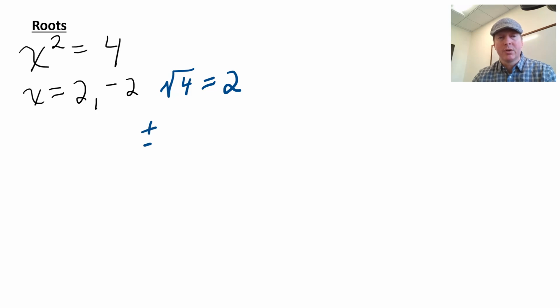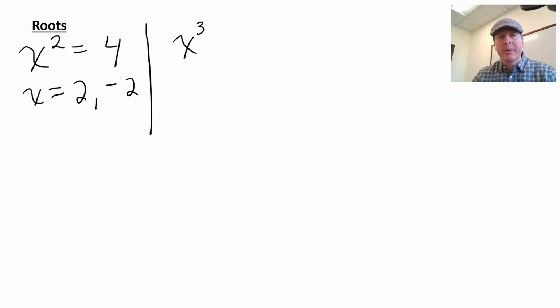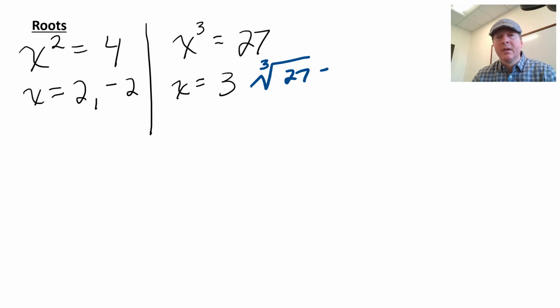In theory, if I wanted to write something like plus minus root 4, well in that case you have positive 2, negative 2. How about cubed roots? Suppose I had x cubed equals 27, then x itself is 3 and only 3. And if I were to write cubed root of 27, it's only 3. So if the exponent is an even number, you get two roots, one positive, one negative. But if the exponent is an odd number, you only have one root.